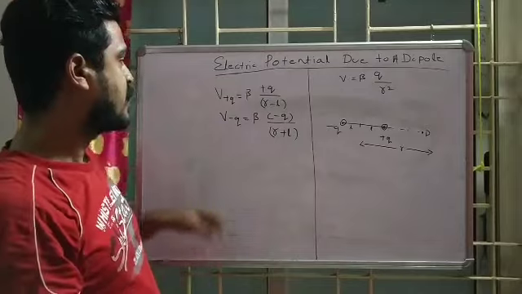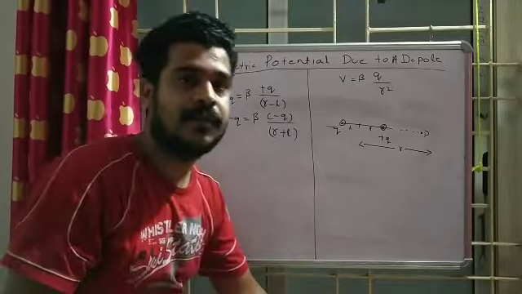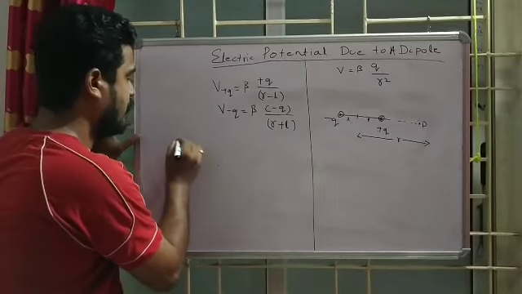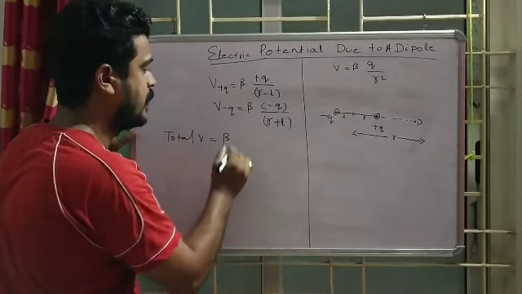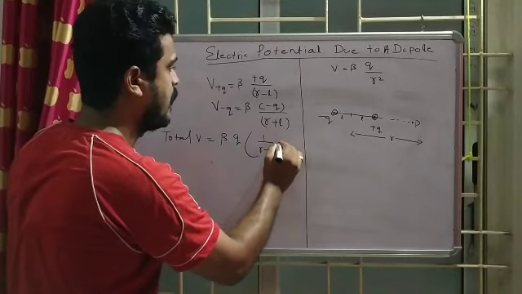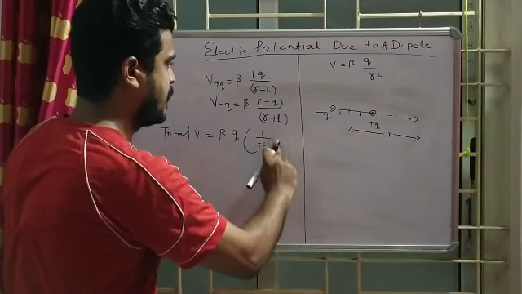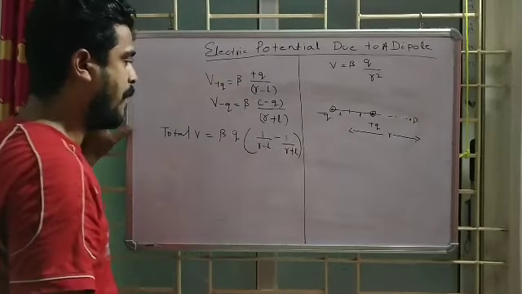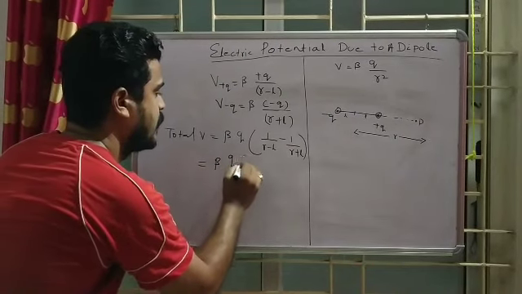Now I just have to add these two expressions, and once I add them I will get the final value. So total V equals, taking beta and q common, 1 by r minus L, plus, since minus is there, minus 1 by r plus L. Just solve it and you will get the final expression.